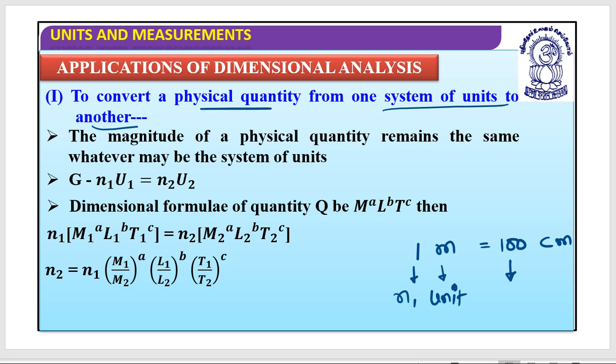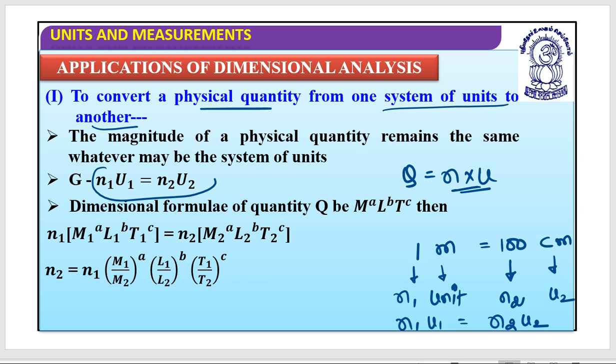What's an 100? Again, it's a number, and this is its unit. So what you have written is N1 U1 is equal to N2 U2. This is true for every quantity. So for each quantity you can write Q, quantity, is equal to N into U, or rather you can write N1 U1 is equal to N2 U2.